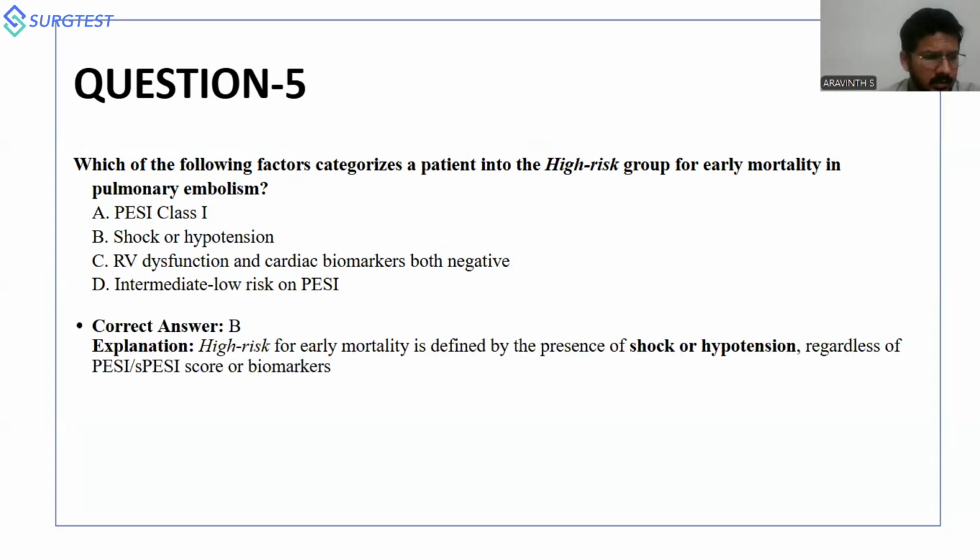One twist here is any patient with shock or hypotension, you do not have to worry about the PESI or simplified PESI score. PESI is pulmonary embolism severity index score. I'll come to the score in a while. If the patient is shocky or having hypotension requiring vasopressors, you definitely do not have to worry about the severity scoring or severity index. The patient is automatically in the high risk. That's the underlying statement here.